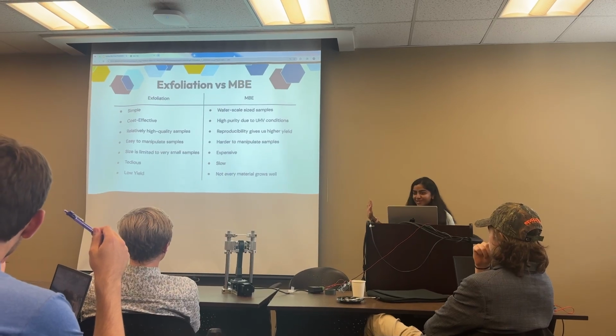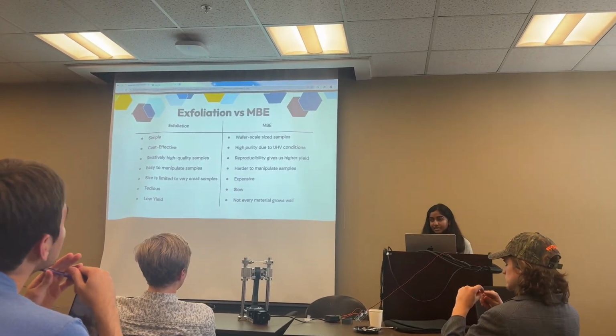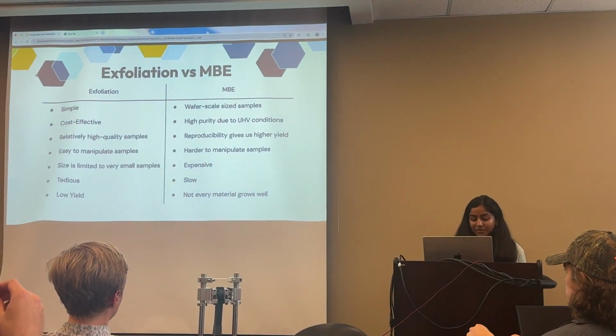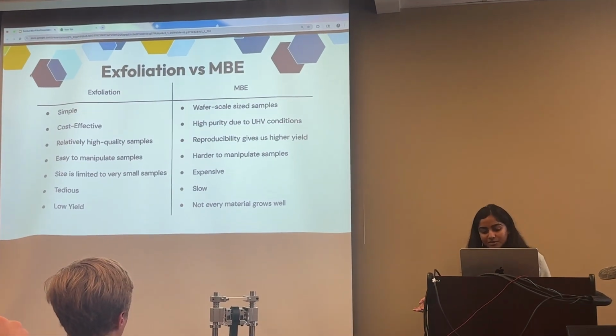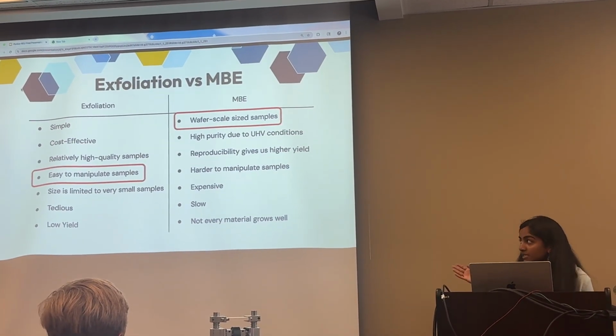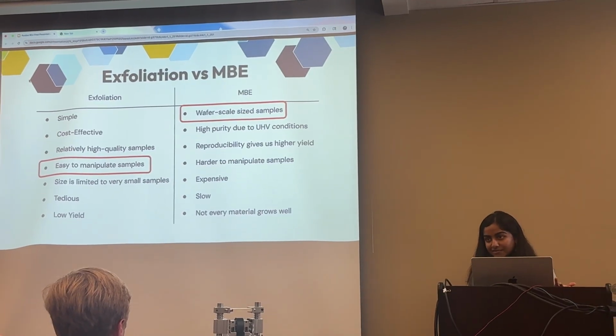Okay, so let's review what we know so far. We have exfoliation, which is simple and gives us samples that we can easily manipulate and stack, but they're stuck at these tiny sizes. And we have MBE, which has much larger samples, but it's a lot harder to manipulate them. So ideally, we want something that will combine the wafer scale of MBE films with the ease of manipulation of exfoliated flakes.